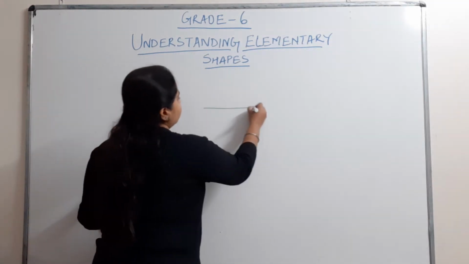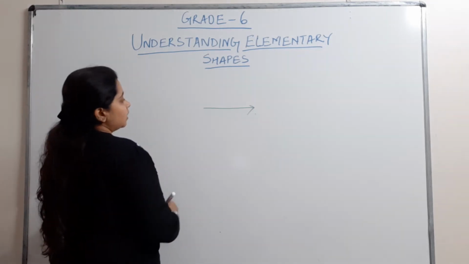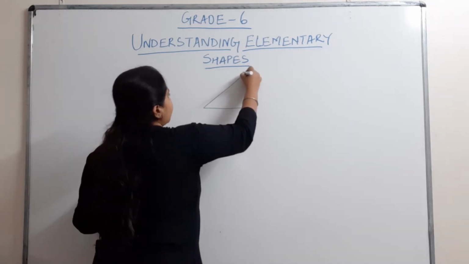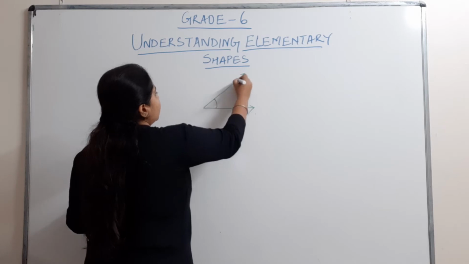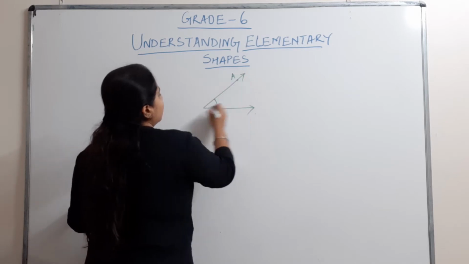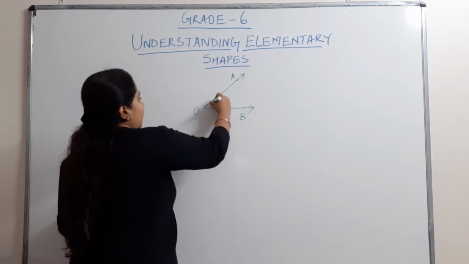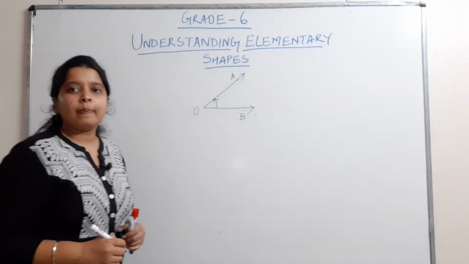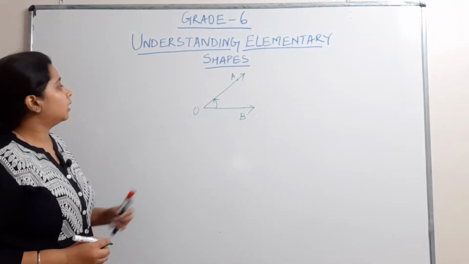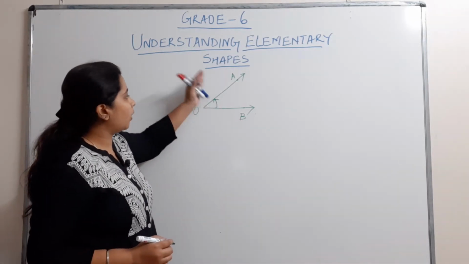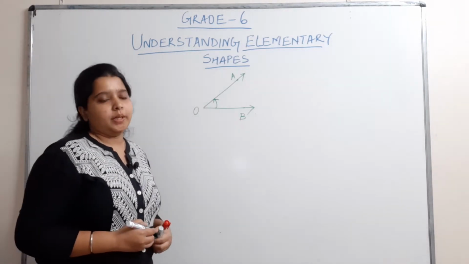So if this is one ray and this is the other ray, this will be an angle AOB. This is an angle. Okay. So this is the degree of rotation of ray OA with respect to ray OB.